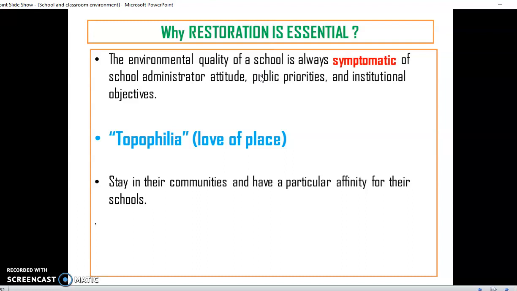And many of the schools do not possess an ideal environment or ideal situation for the students to grow. So it's important that we understand why this restoration of essential components or essential considerations is important. That's what this topic is about: why restoration is essential. So we are learning the significance of all these three environments which are supposed to be in ideal condition for the students. As I just read, environmental quality is symptomatic of school administrators' attitude.